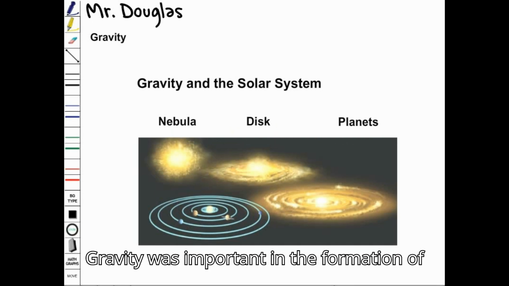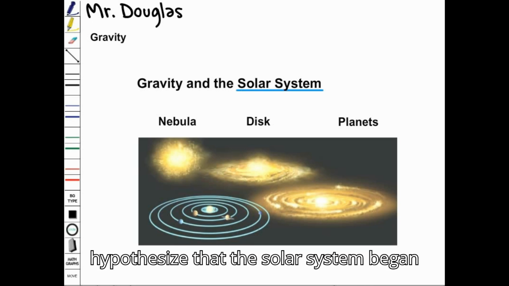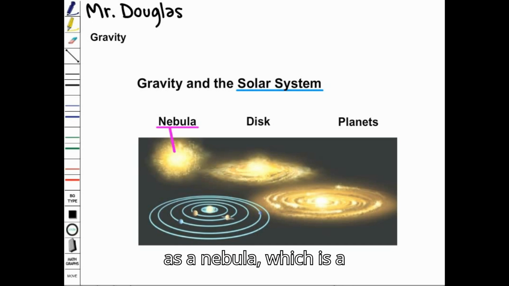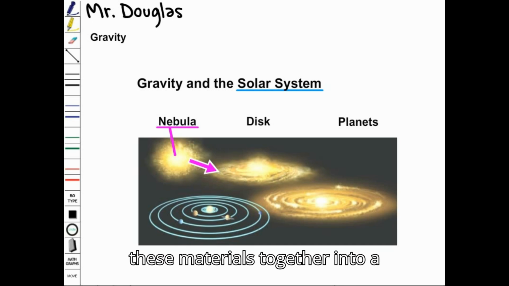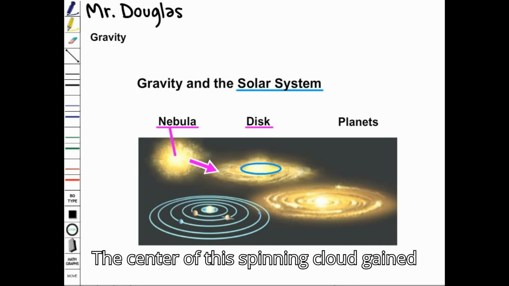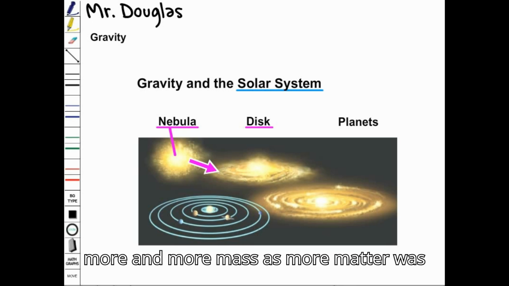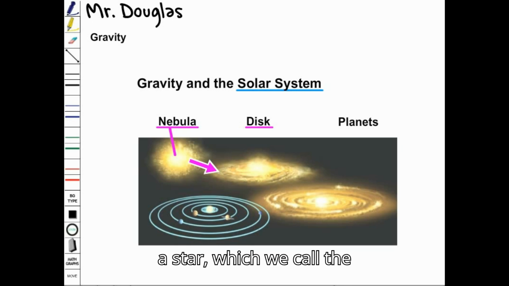Gravity was important in the formation of our solar system. Scientists hypothesize that the solar system began as a nebula, which is a cloud of gas, ice, and dust. Over time, gravitational forces pulled these materials together into a rotating, disc-shaped cloud. The center of this spinning cloud gained more and more mass as more matter was pulled into it, and eventually it formed a star, which we call the Sun.